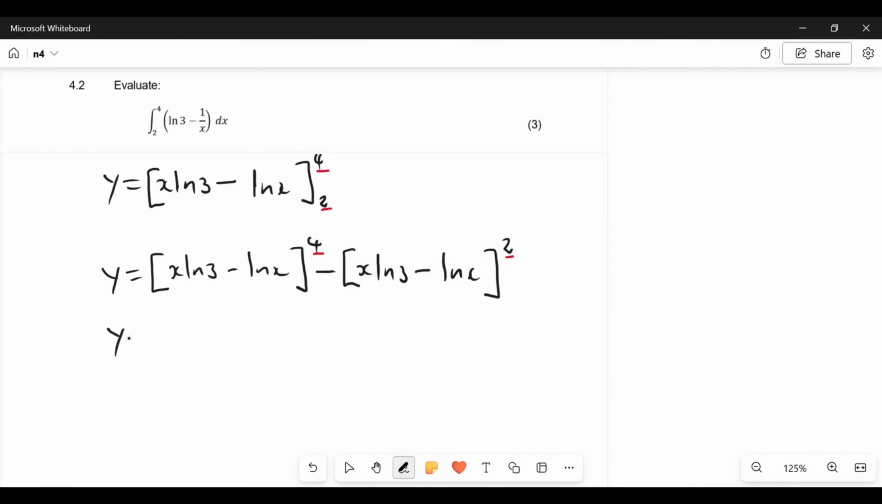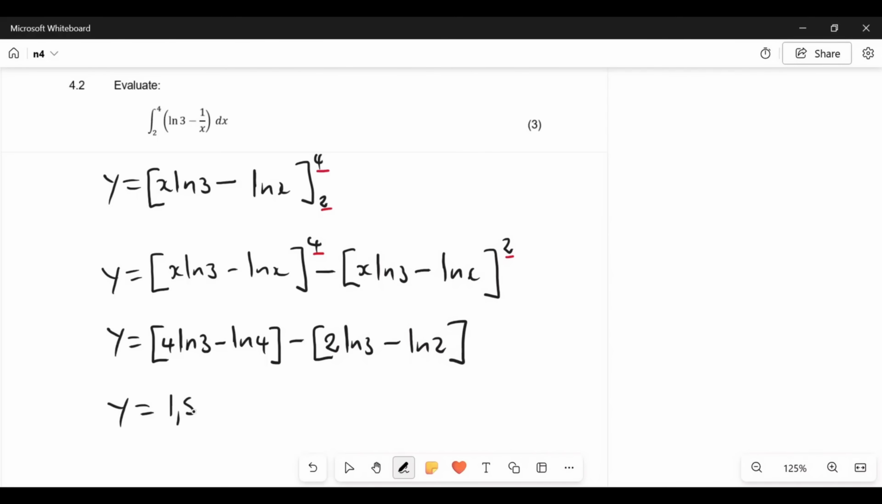If we substitute on the first bracket, wherever there is x, we substitute with the upper limit. In this case, that is 4. So 4 ln 3 minus ln, instead of ln x, it's going to be ln 4. There we go, minus. And then here, instead of x, we substitute with 2. It's going to be 2 ln 3 minus ln 2. There we go. And then you put this on a calculator. When you put this on a calculator, your answer is going to be 1,504 unit square. There is our answer.